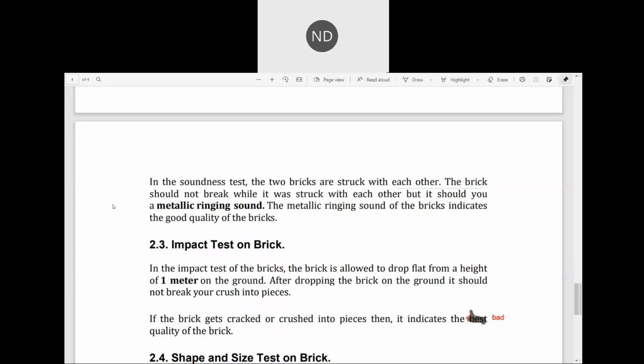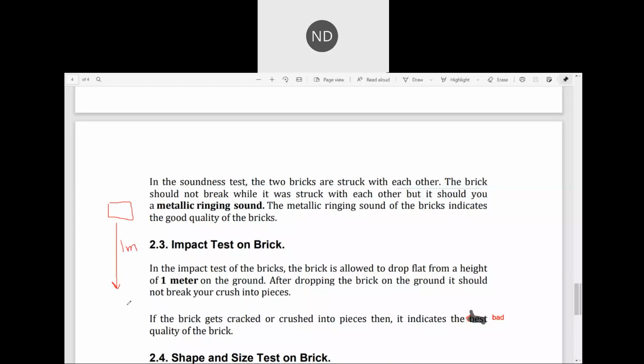So what is your impact test? The impact test will show you how much your brick is resistant, meaning how much strength it has. What you will do is take the brick in your hand, then drop it from a height of 1 meter. You will drop the brick from a height of 1 meter.